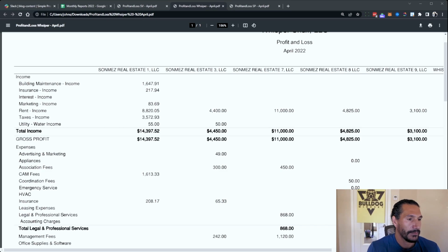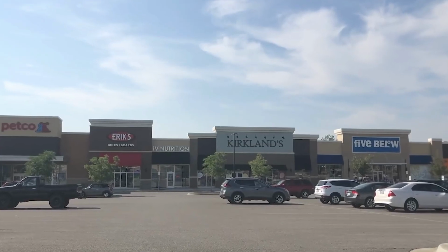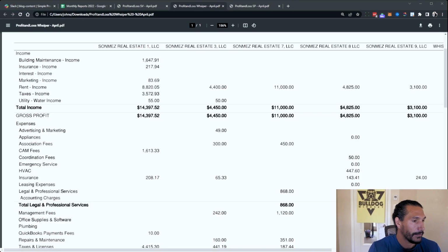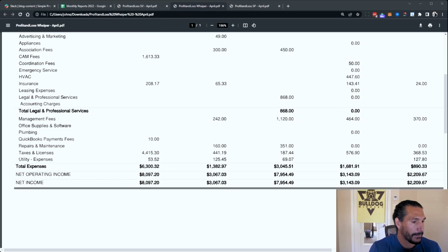So I saw them as real estate one. This is some commercial property that I own, two commercial units in a shopping mall. And you can see that the income is really good on this. There's some expenses on this property, but it basically nets about $8,000 a month. That's what we ended up here.